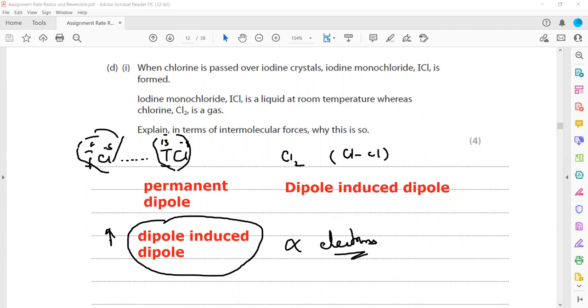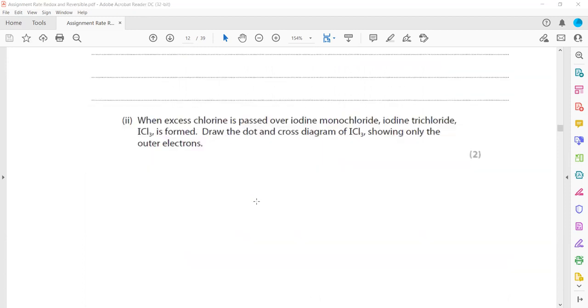So you can mention that in ICl there are more electrons, that's why the London forces, or dipole induced dipole forces, are stronger, which leads to a higher boiling point, or higher melting point, or we can also say that we need more energy to overcome the intermolecular forces. So it is important that you compare the two substances this way.